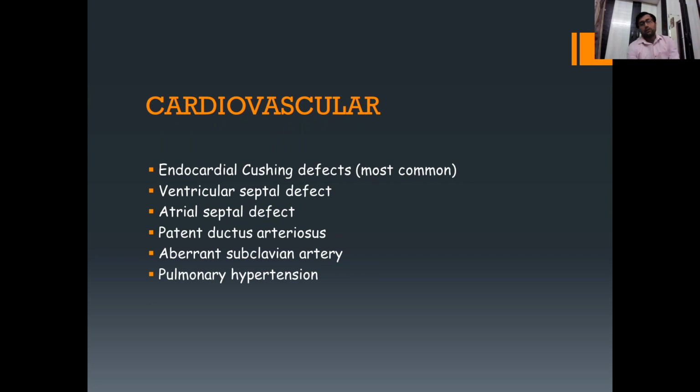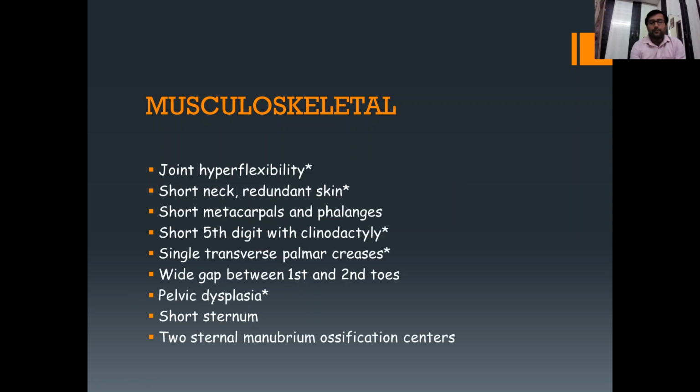What cardiovascular anomalies we can see in Down syndrome are endocardial cushion defect, which is most common. This leads to atrioventricular canal defect or atrioventricular septal defect. Others are ventricular septal defect, atrial septal defects, PDA, which is patent ductus arteriosus, aberrant subclavian artery, and pulmonary hypertension, which are also seen in Down syndrome.